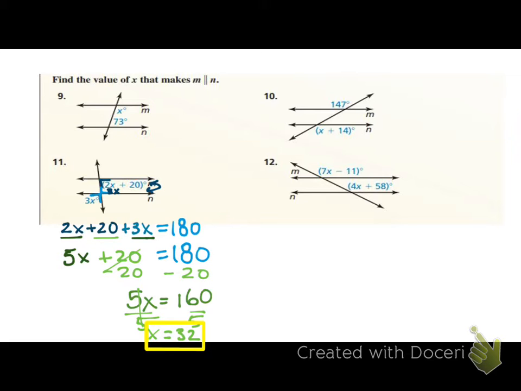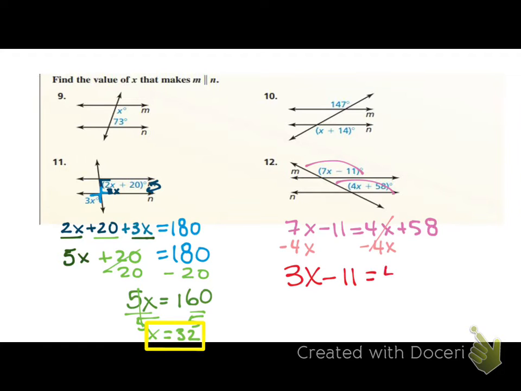Number 12, what relationship do these two angles have? They are corresponding, which means that they are congruent. So I will not add them, I will set them equal. So 7x minus 11 equals 4x plus 58. Move the smaller x, which here would be 4x. Go ahead and subtract it. So then we'll have 3x minus 11 equals 58. Add 11. 3x equals 69. Divide by 3, and x is 23. That's it.